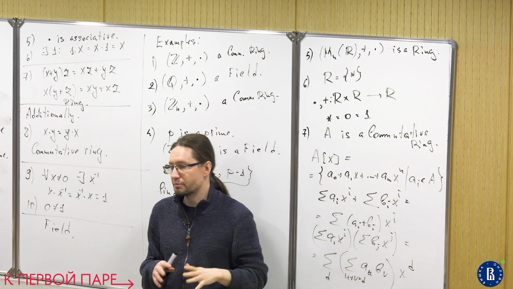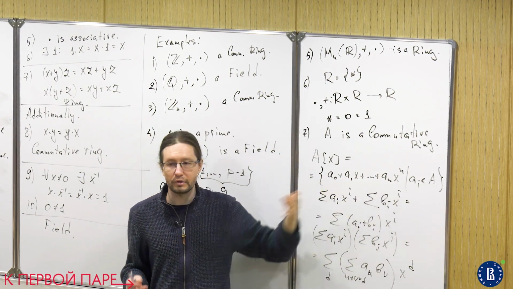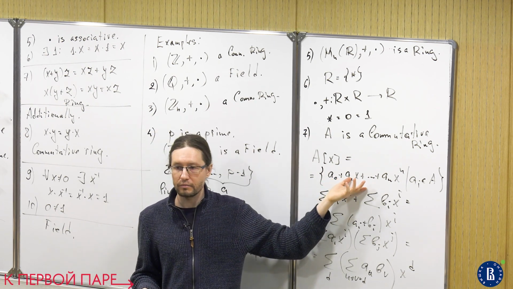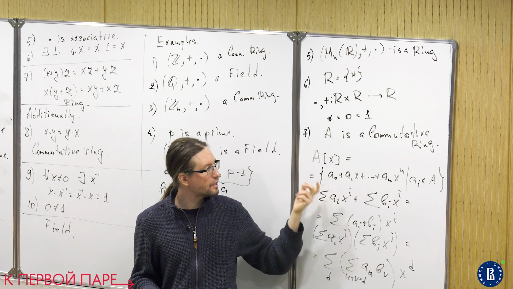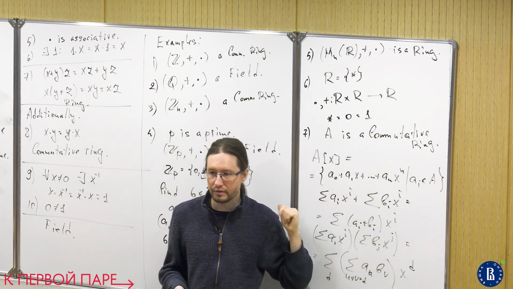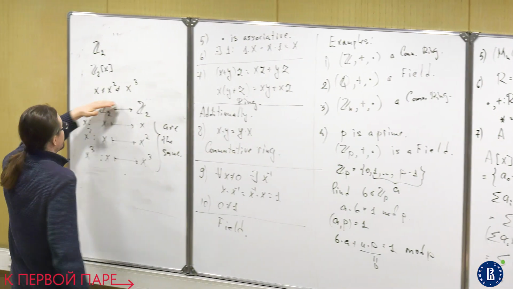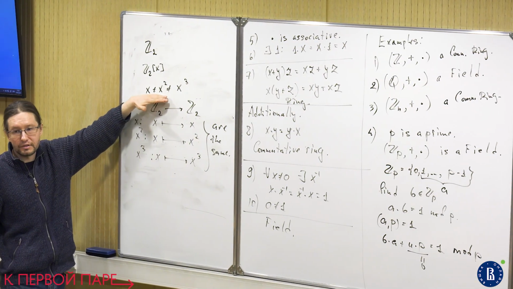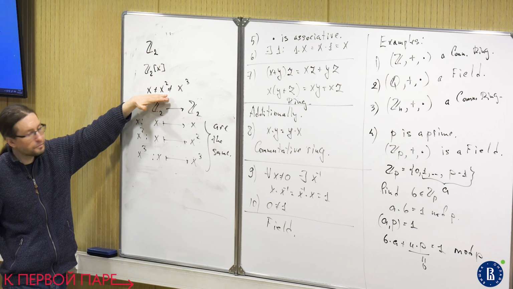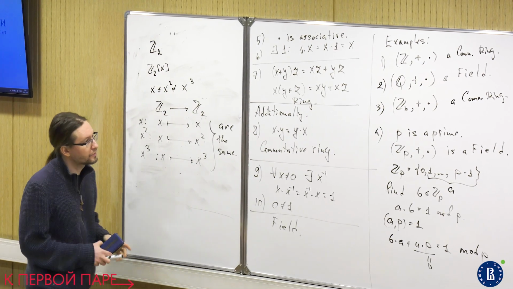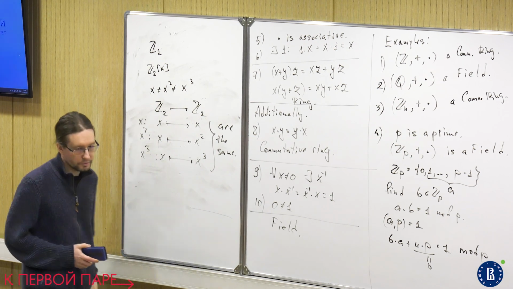So there is a difference between a function given by this formula and a polynomial. A polynomial is a more general thing, okay? Two polynomials are the same if and only if their coefficients are the same. But two functions could be the same even if the coefficients are different. So this is the difference between functions and polynomials.